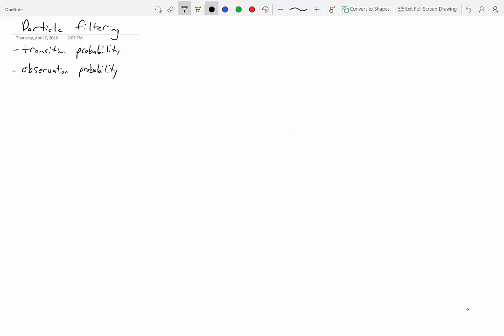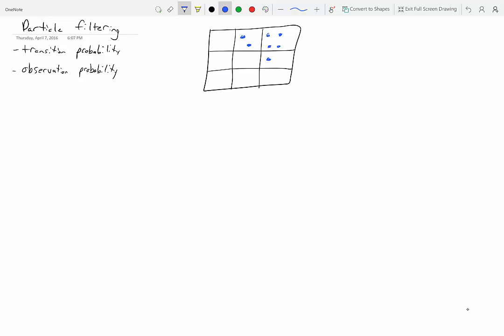So for example, let's say you have a grid and we want to have a sampled belief over where, let's say, Pac-Man is. So we're going to have multiple hypotheses. So every single blue dot is a sample of where I think Pac-Man could be. So in this example, our distribution would tell us there's a 1/2 probability Pac-Man's in the top right corner.